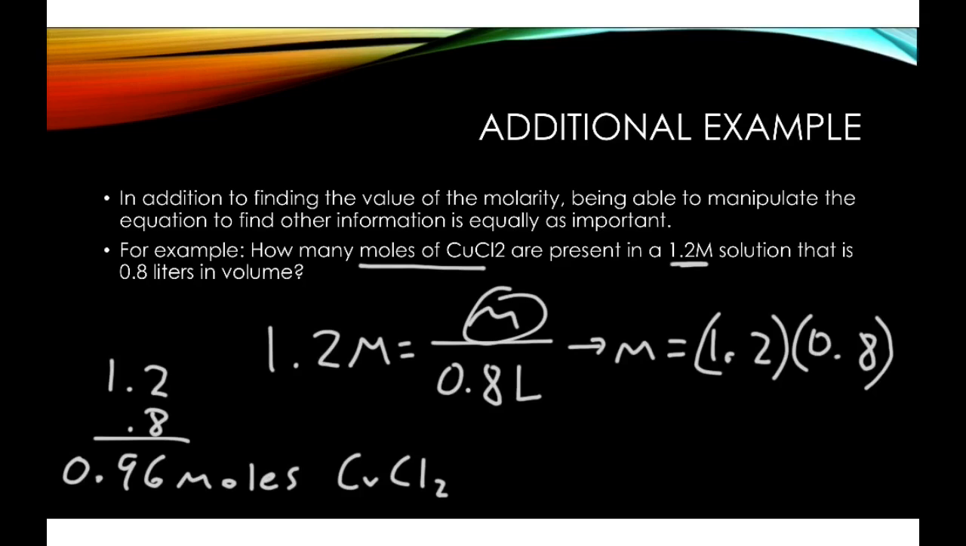And remember, if you're going to check your work, just plug into the equation. So 0.96 divided by 0.8 will give me 1.2 if I divide it out.